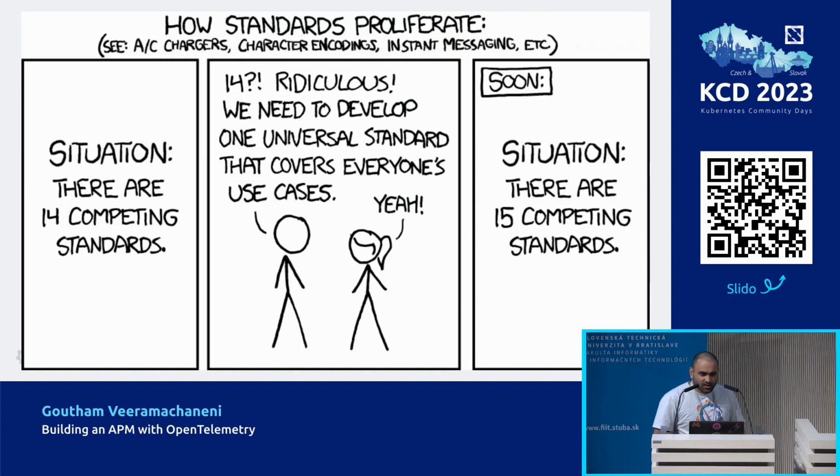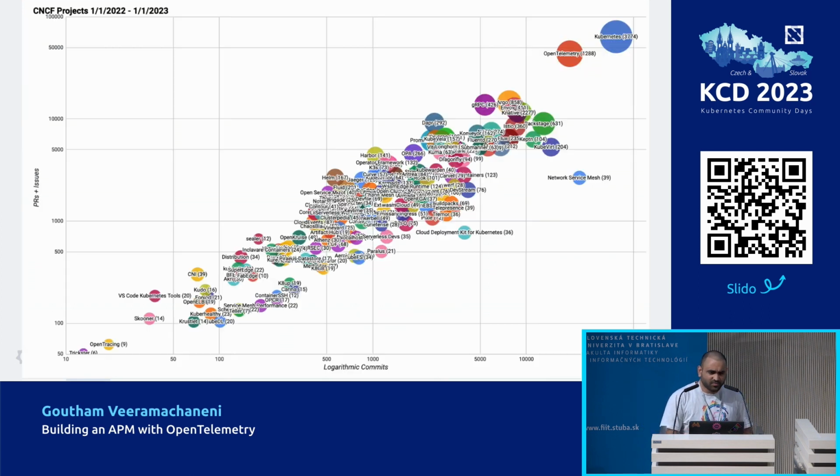So there's this popular XKCD whenever somebody tries to come up with a new standard. Why is OpenTelemetry different from all the other efforts that came before it? I would say it's because the whole industry is backing it. It's part of the CNCF, and all the major observability vendors are all in on OpenTelemetry.